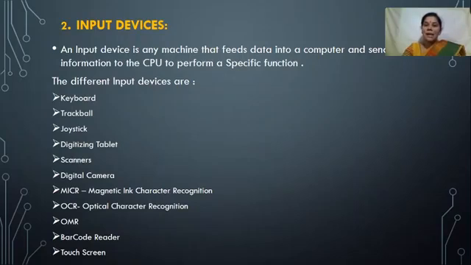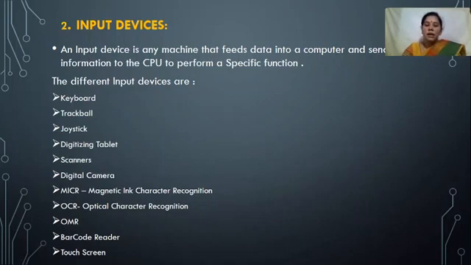Digitizing tablet, scanners, digital camera, MICR. Where do we come across MICR? We come across MICR in banks. What does MICR stand for? MICR stands for Magnetic Ink Character Recognition. You could have seen on the checks or on the notes a unique number which is written on your check as well as on your notes. This device is used to scan these notes or checks to know whether they are genuine or real.